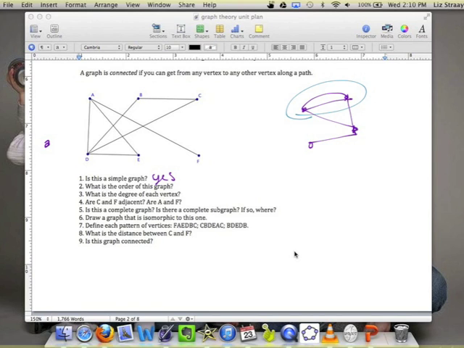Right, what is the order of the graph? 6. So the definition of order is how many points or vertices are there? There are 6.